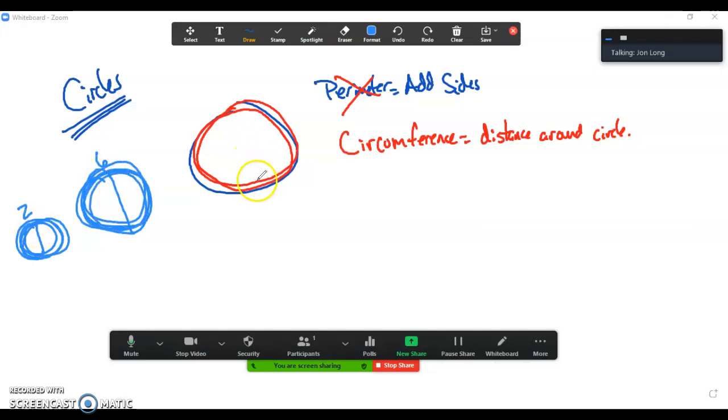Why is this important? Think wheels on a car or wheels on a bike. Which kind of bike will go faster, a bike with small wheels or a bike with bigger wheels? Let that sink in a little bit. Which bike will travel faster?